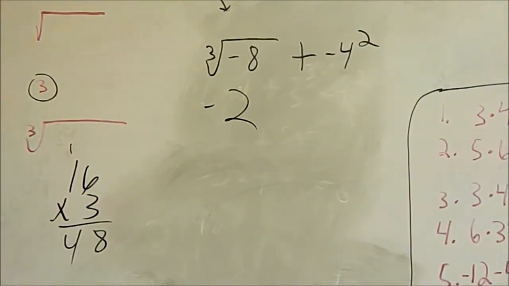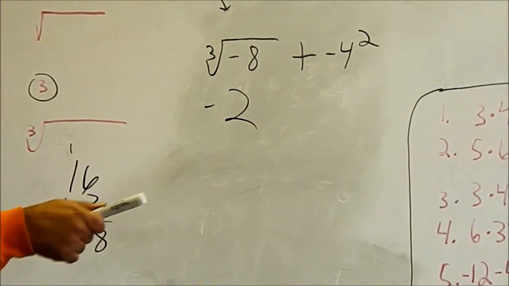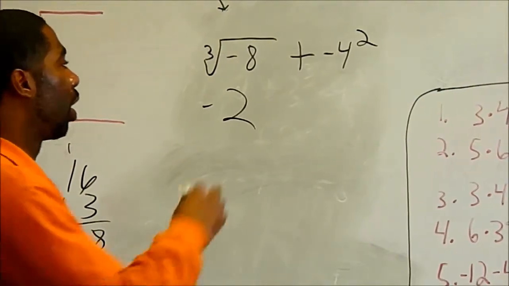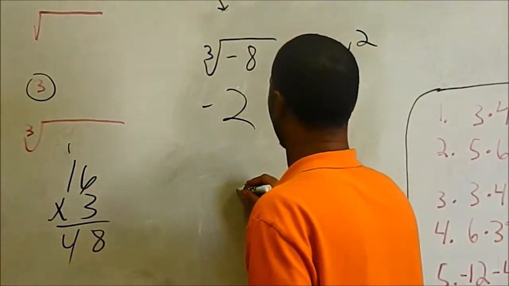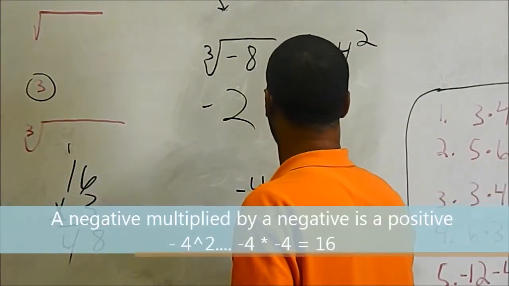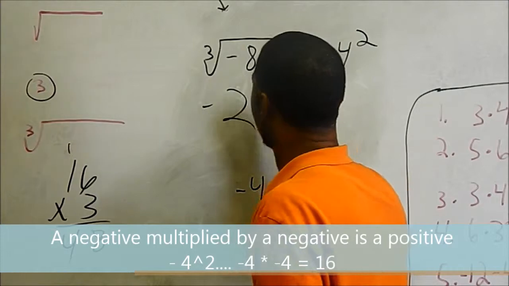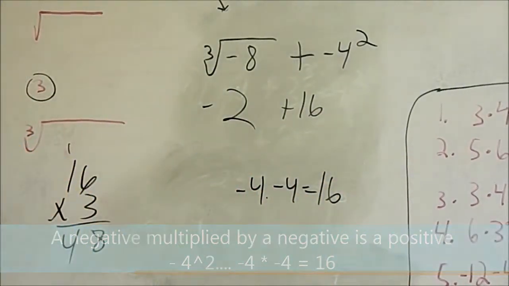Why is it a positive 16? Because you started with the negative. Almost. What'd you say, Christina? A negative and a negative is a positive. Good job. That's the main rule you need to know. A negative and a negative is a positive. So negative 4 times negative 4 equals positive 16. So negative 2 plus 16, still got to do my integer rules.